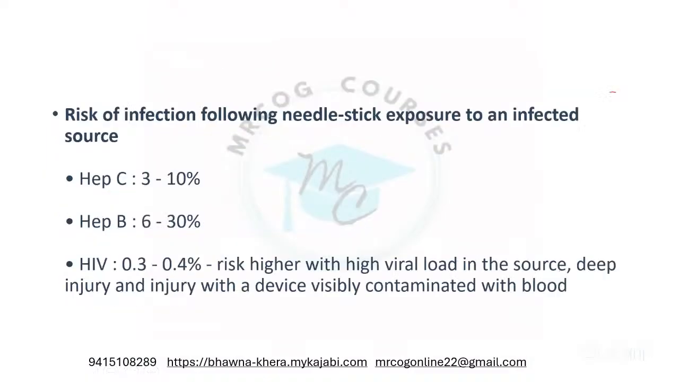Okay. So the risk of infection following a needle stick exposure to an infected source: hepatitis C is 3 to 10%, hepatitis B is 6 to 30%, HIV is 0.3 to 0.4%, and this depends on the viral load, the deeper the injury, and injury with a device visibly contaminated with blood.